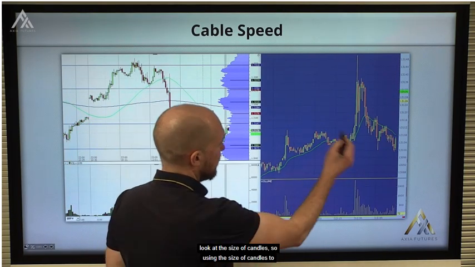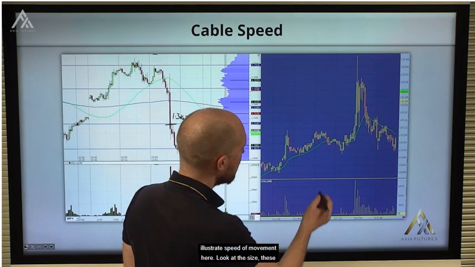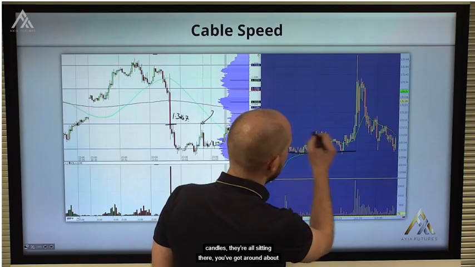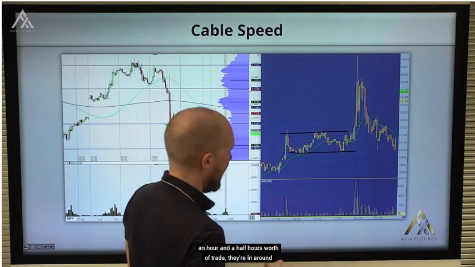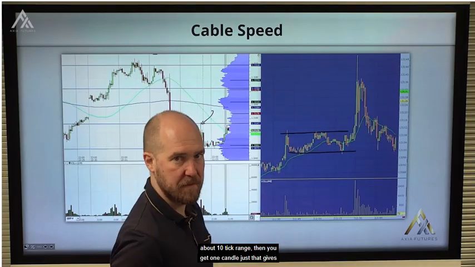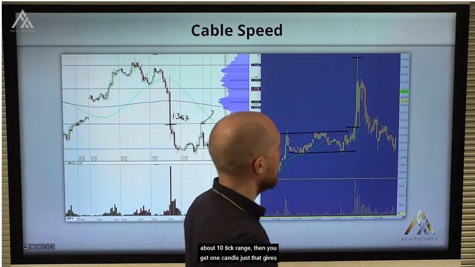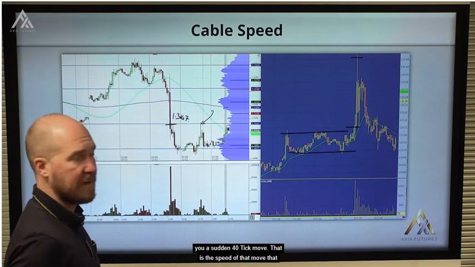You look at the size of candles. I'm using the size of candles to illustrate the speed of movement here. You look at the size of these candles, they're all sitting there. You've got around about an hour's worth of trade there in around about a 10 tick range. Then you get one candle just here that gives you a sudden 40 tick move.